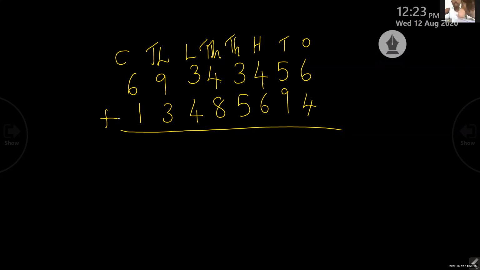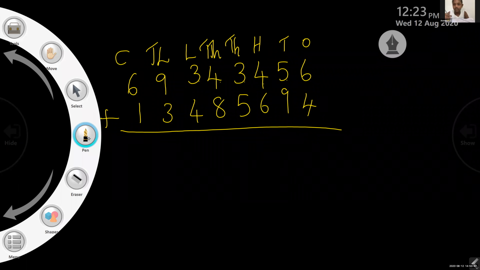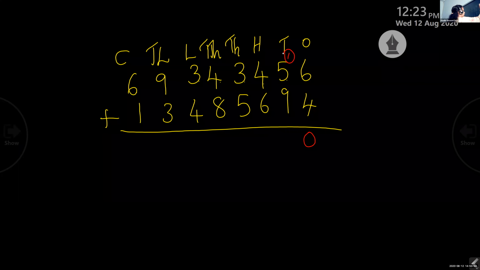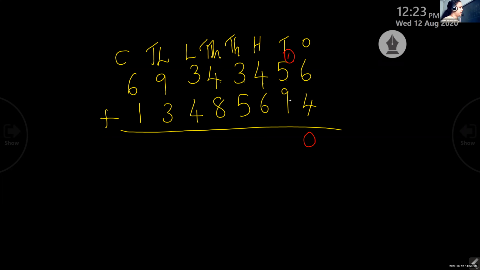Yes, ma'am. Okay. Can we do this question together? 6 plus 4 is 10. So I'll keep 0 here and 1 on the top. Now start. If there is 9, take that 9 plus 1 first. Then it will be easy for you. 1 plus 9 is 10. 10 plus 5 is 15. Okay, carry over.